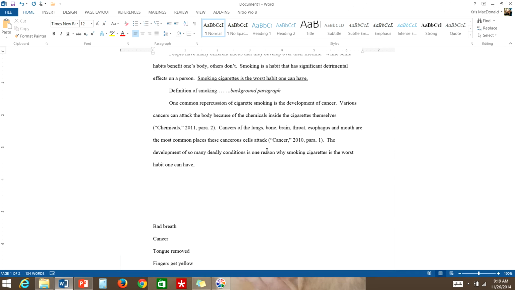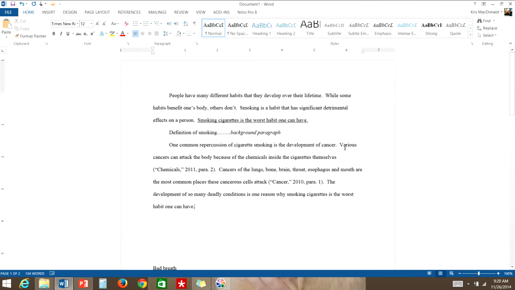Okay, so this is a really short body paragraph, but I only did this for the sake of an example. One common repercussion of cigarette smoking is the development of cancer. Various cancers can attack the body because of the chemicals inside the cigarettes themselves. This you would have talked about up here in the background paragraph. Cancers of the lung, bone, brain, throat, esophagus, and mouth are the most common places these cancerous cells attack and destroy. The development of so many deadly conditions is one reason why smoking cigarettes is the worst habit one can have.